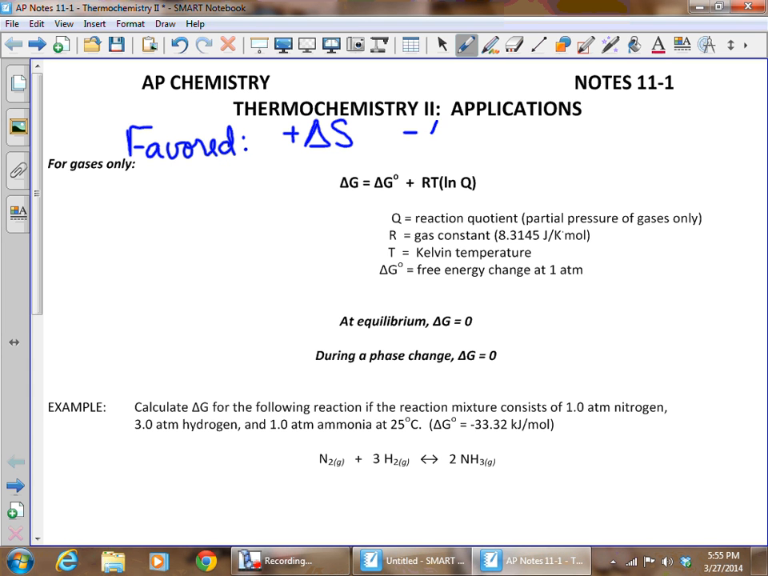A negative delta H is thermodynamically favored. You can't say that a positive delta S is thermodynamically favored. It's not thermodynamically favored. It's entropically favored. Delta H, on the other hand, if it's negative, is thermodynamically favored.